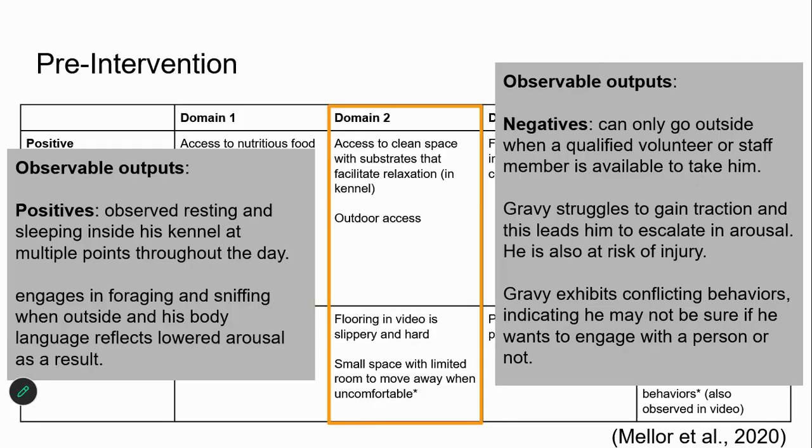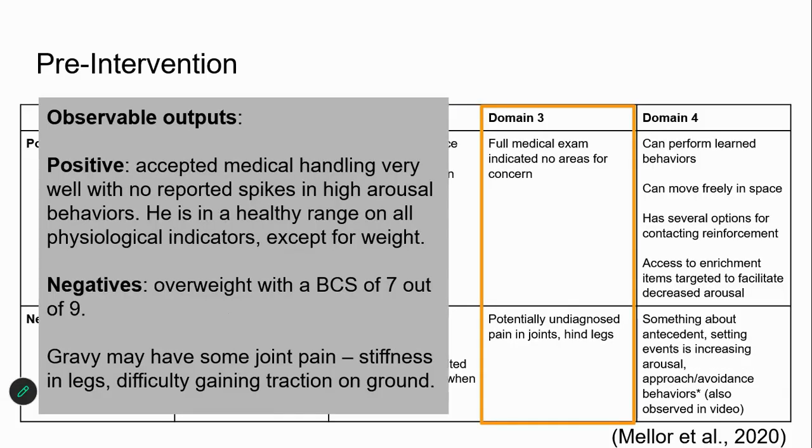He does engage in foraging. He sniffs when he's outside. His body language reflects an appropriate level of arousal. However, he's got pretty limited access to the outdoors. He can only go outside when a person is able to take him. In that particular video, he's struggling to gain traction, and that seems to escalate his arousal, potentially a medical issue. He's also showing us that he's got conflicting behaviors. He's got conflicting feelings about people, and he's not sure how to engage.